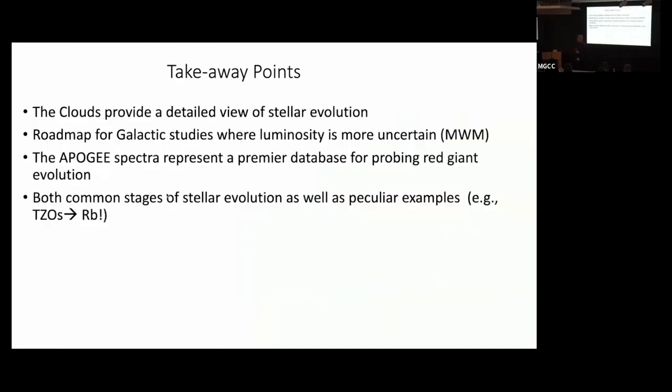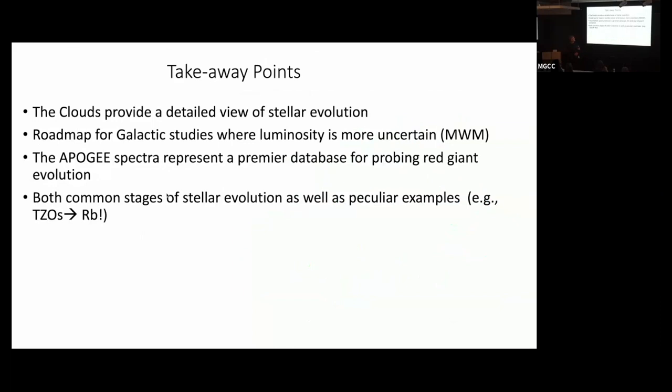And I'll just put my takeaway slide up and let it go with that. I will point out that this, I think, is a nice map for a Milky Way mapper, because in the clouds we know the luminosity really well, whereas the stars in the galaxy are more problematic in terms of their actual distances. And you can also look for very peculiar examples of stars in the Magellanic clouds.